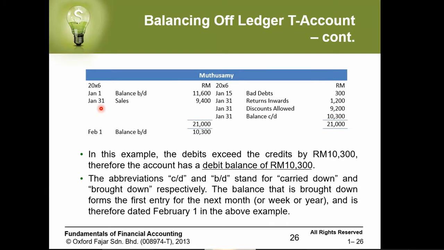So balancing means that after you do the T account of each account you have, you sum both sides, your debit side and your credit side, and you put a balance on the side which is lesser to make it equal to the other side.